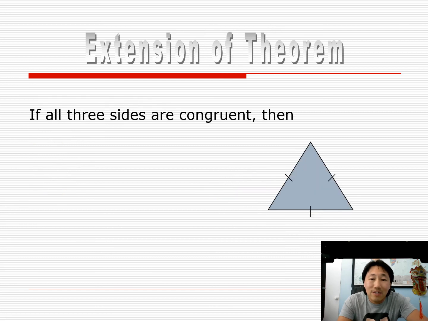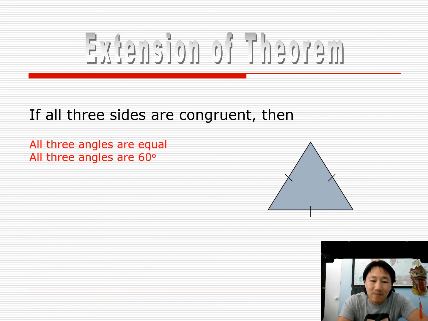All right, here's an extension of the base angles theorem. The base angles theorem was if the two sides are the same, then the two angles are the same. Well, what if all three sides are the same? Then obviously all three angles are the same. Not only are they all the same, they're all 60 degrees. Let's do one last example to show how this theorem works, and then we'll be done.